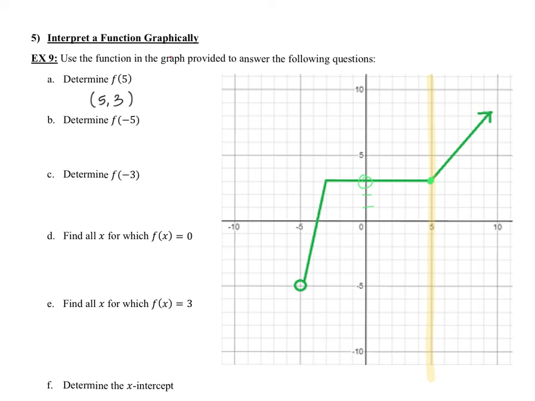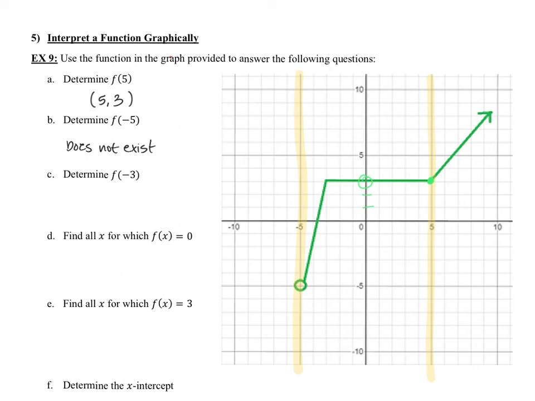Next is to determine f of negative 5. Okay, so now what we're looking at is the other version, negative 5. Where does it cross my axis? Or not my axis, sorry. Where does it cross for the y values? Right here. Well, goodness. That value doesn't exist for y. Darn. So f of negative 5 does not exist. And we'd write does not exist. Okay, well that didn't work.